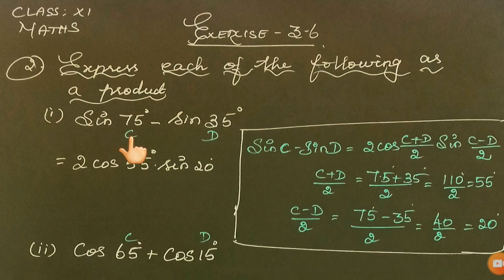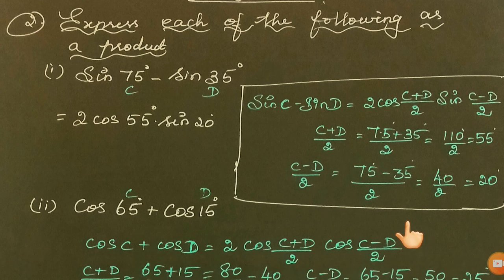In the question, in the place of C, we have 75 degree, and in the place of D, we have 35 degree. So, C plus D by 2, that is 75 plus 35 by 2. 75 plus 35 is 110 divided by 2, which is 55 degree. Similarly, let us see what C minus D by 2 is. C is 75 degree and D is 35 degree, divided by 2. 75 minus 35 is 40 divided by 2, that is 20 degree.